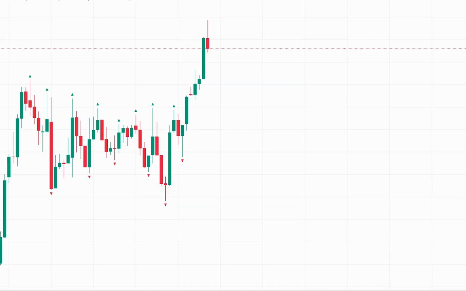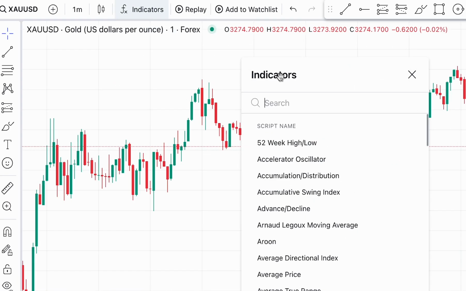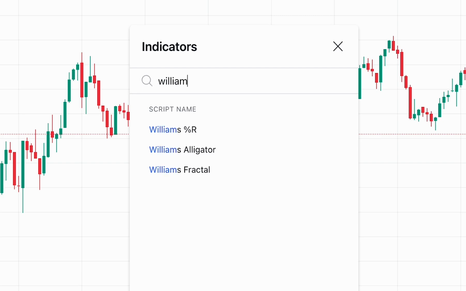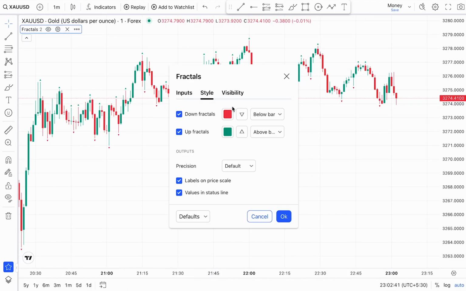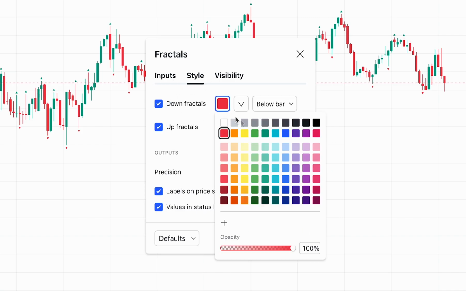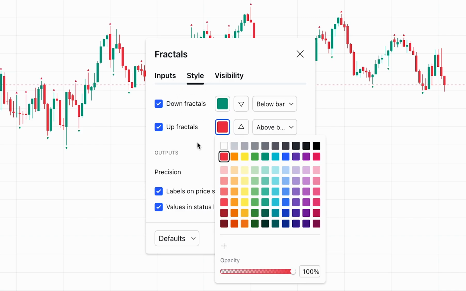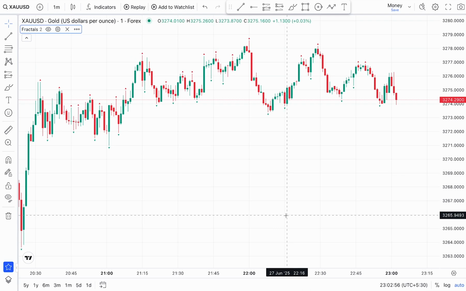So let's add our first indicator called Williams Fractals. Simply go to the indicators tab, type Williams Fractals, and it's going to be this one. For this indicator, the default setting will work perfect. Just make sure the period is set to 2. And for the colors, it's originally red and green, but I flipped them to green and red, so it's easier to understand when reading the chart.